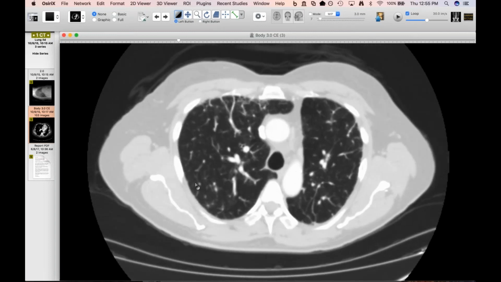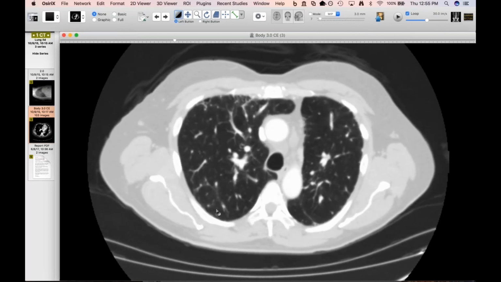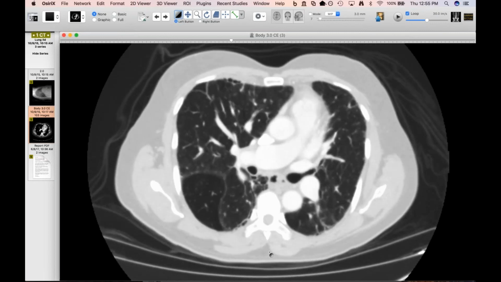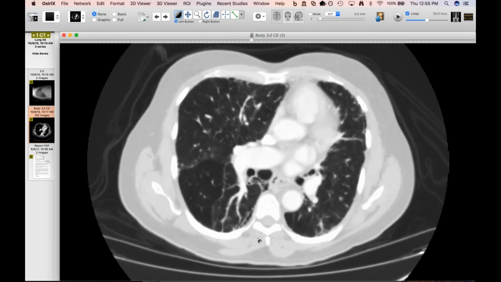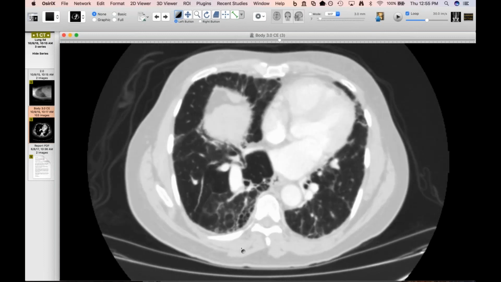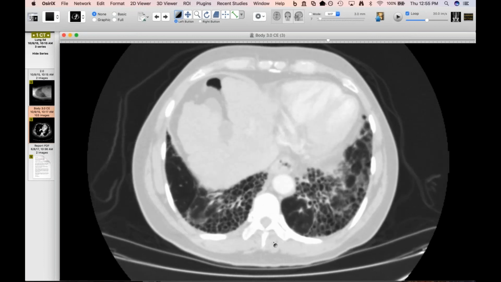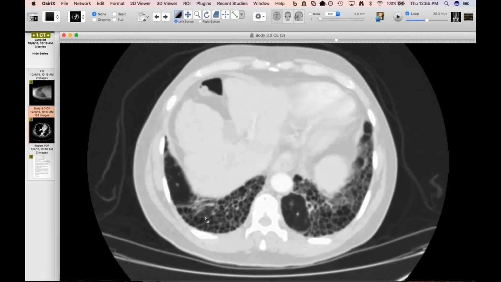So these are the ones we struggle with, and we've seen a lot of them. These are the ones I like to call the definitely not possible UIP pattern, meaning they're either a definite UIP or they're inconsistent with UIP if you're using the ATS guidelines. We go back and forth on these, but this is one where we weren't sure.